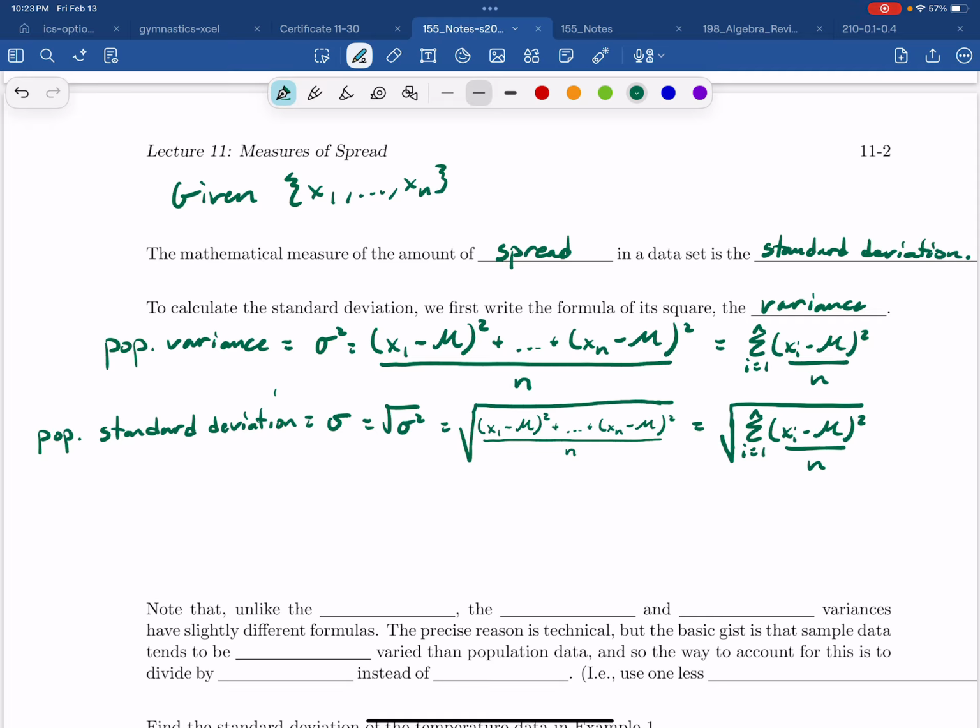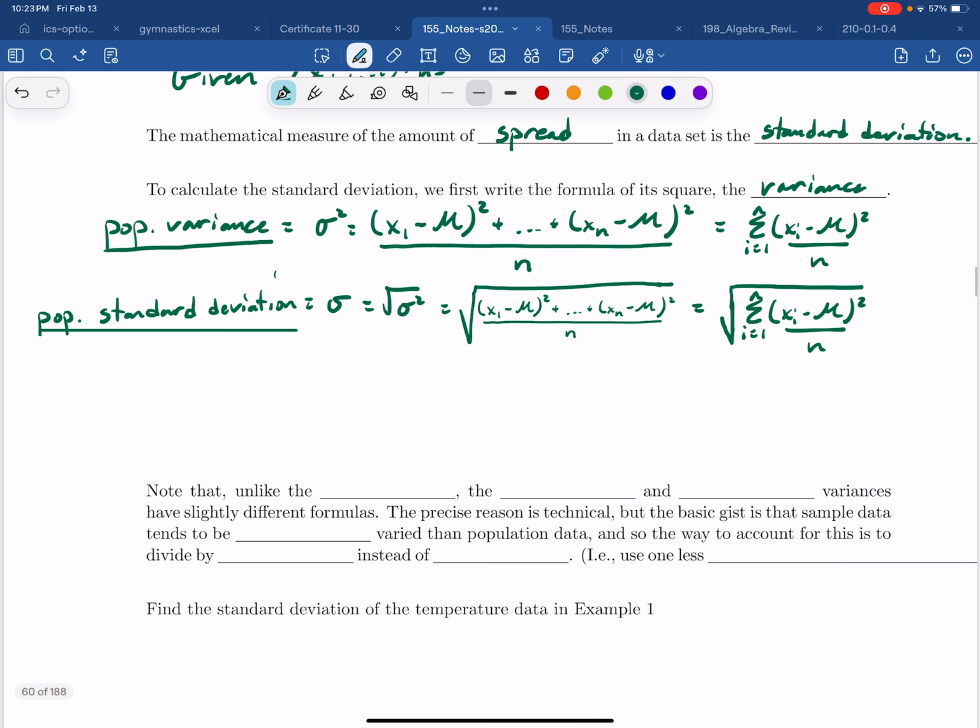So anyway, two terms here. This is the population variance. This is the population standard deviation. You might say, wait, Dr. Halpern, why did you define both of those terms? Well, because there's also a sample variance and a sample standard deviation.